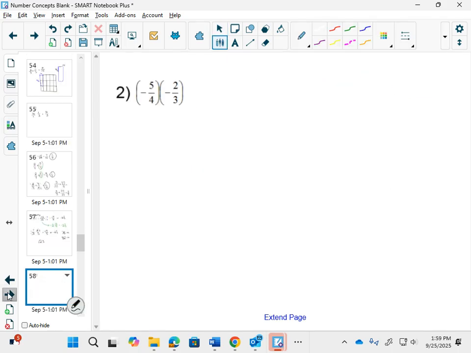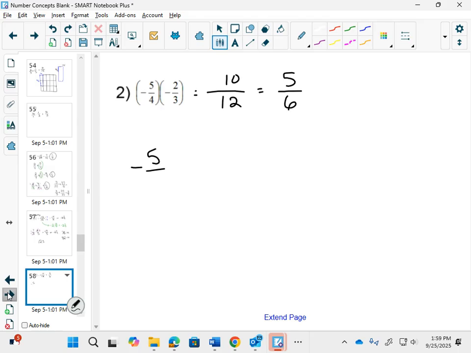Next one. We have a negative times a negative. I know my answer is going to be positive. I'm going to do this one directly first. So fraction rules are, if I'm multiplying fractions, I multiply the tops. 5 times 2 is 10. Multiply the bottoms. 4 times 3 is 12. Is there a number you can divide both those by? Yes. You divide them both by 2. If you divide the top one by 2, you get 5. Divide the bottom by 2, you get 6.